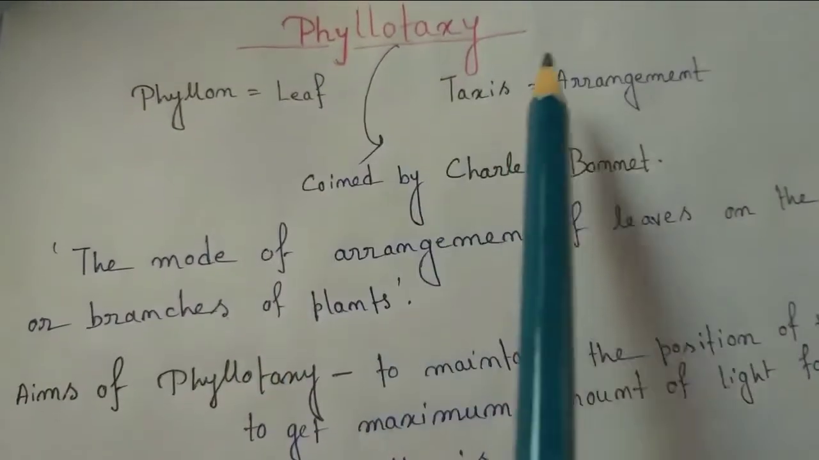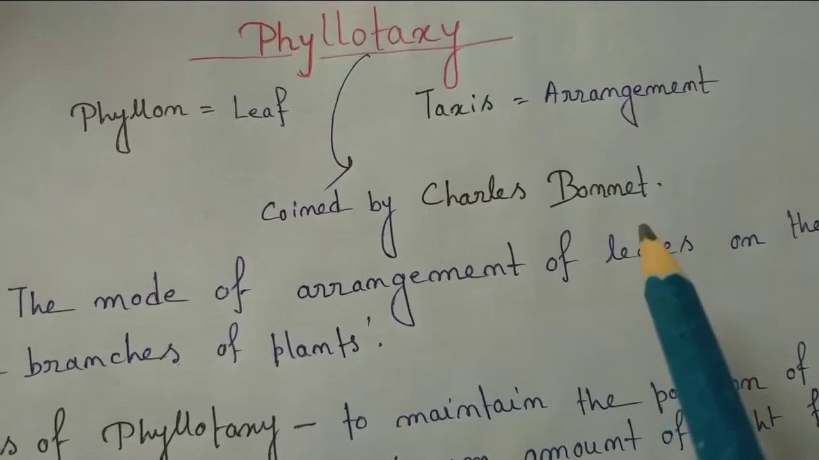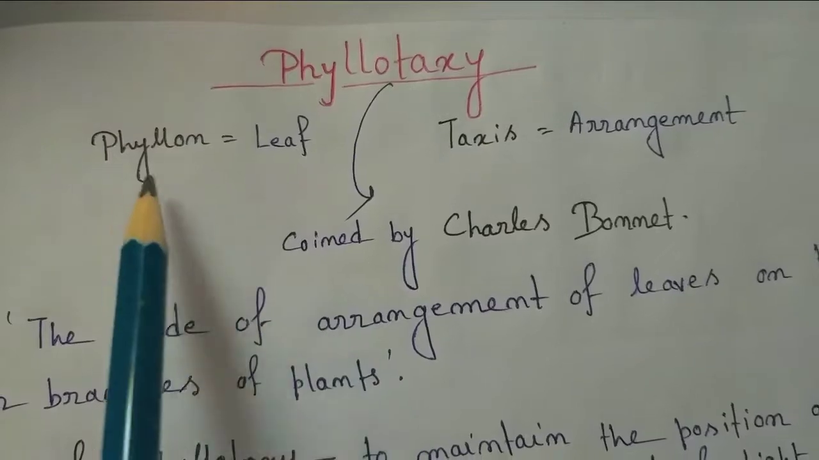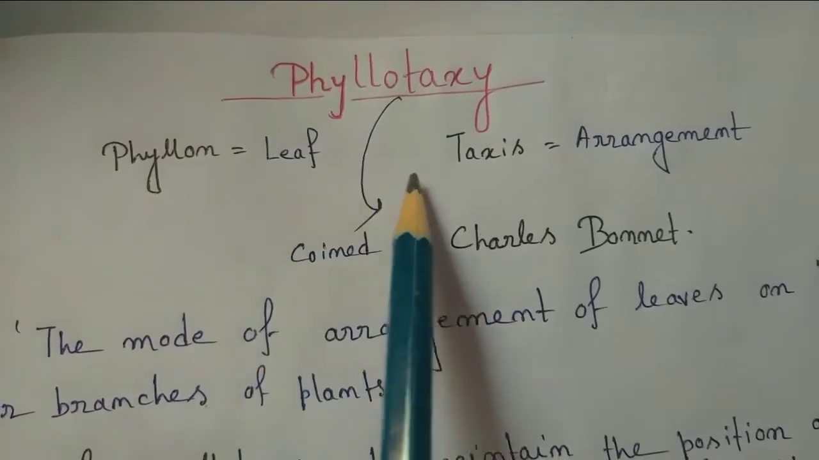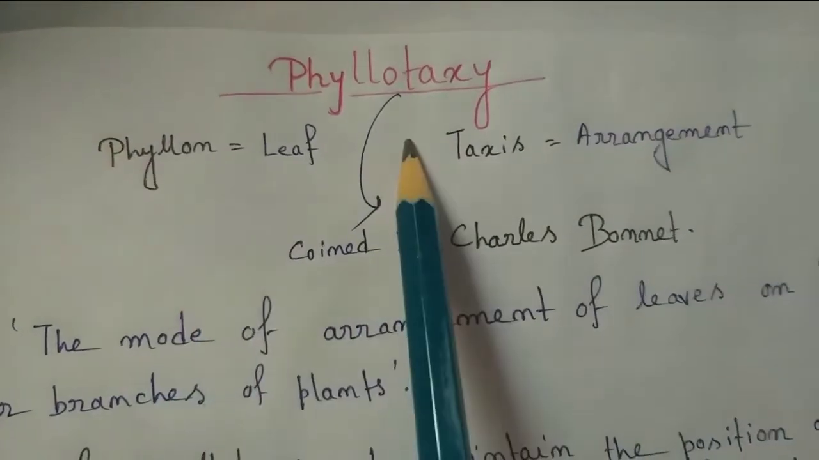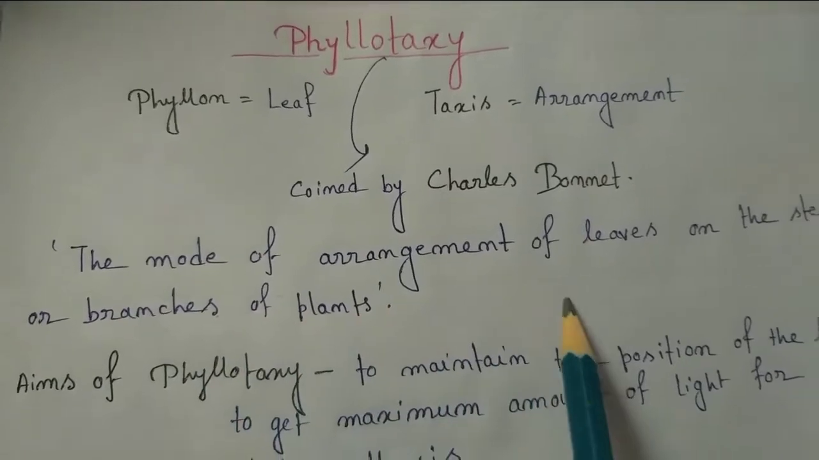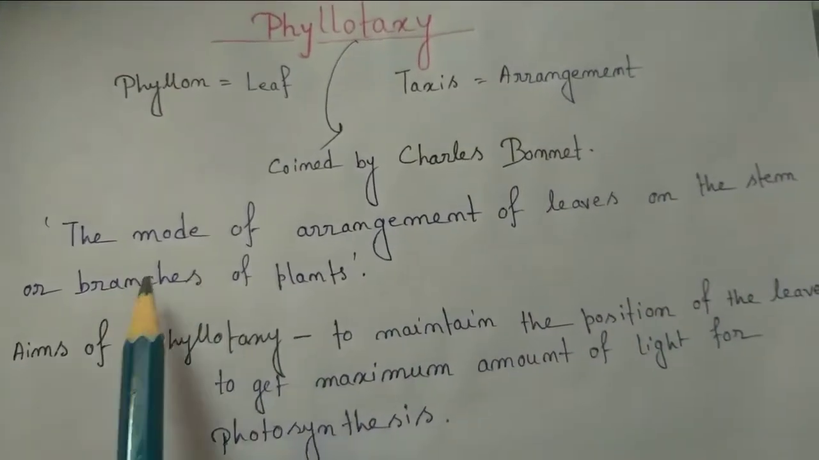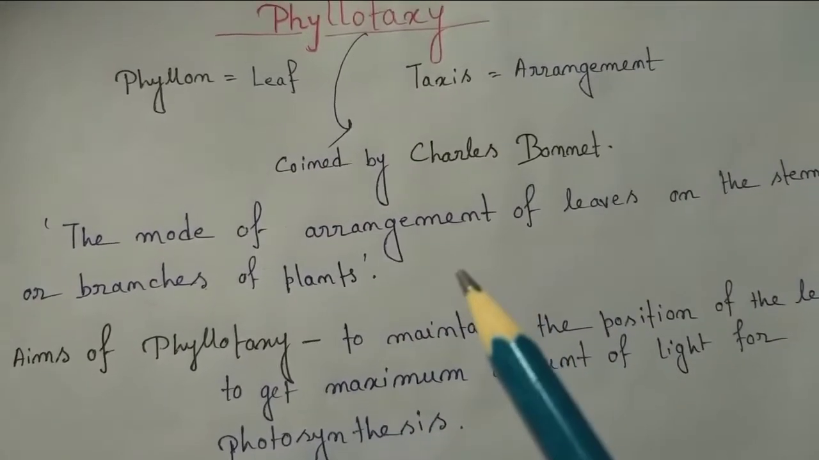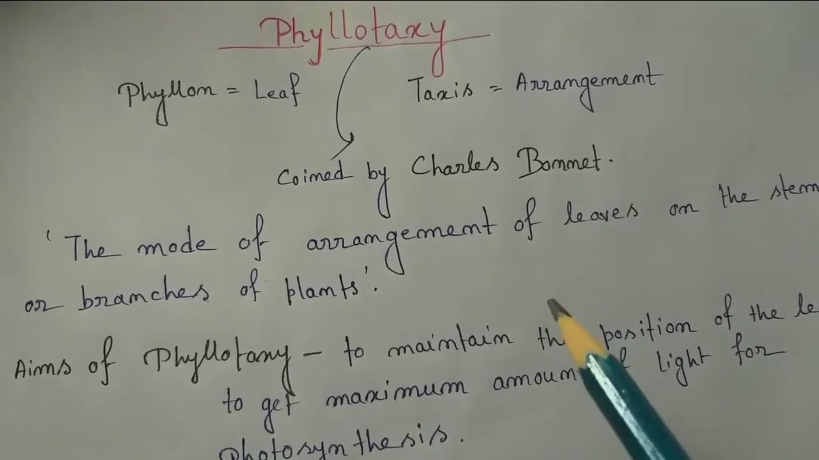So the term phyllotaxy was first coined by Charles Bonnet. What does it mean? Phyllon in Greek means leaf and taxis means arrangement. So what is phyllotaxy? We can say in botany, it is the mode of arrangement of leaves on the stem or branches of plants. So what is phyllotaxy? The arrangement of leaves.